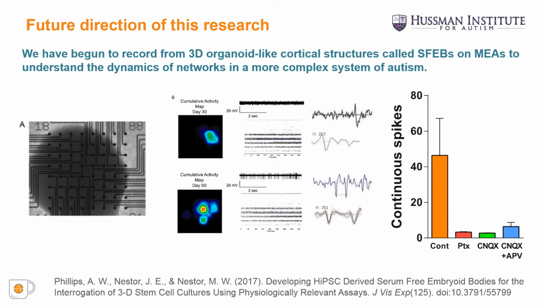Now that we've established preliminary phenotypes in 2D iPSC-derived cortical neurons, we are now turning to 3D organoid-like cortical structures called serum-free embryoid bodies, or SFEBs. We have published protocols on how to record SFEBs on multi-electrode arrays in order to understand the dynamics of networks in a more complex system of autism. You can see here that we're able to record spikes from SFEBs on MEAs at day 30 and 90, and by giving drugs that either disrupt excitation or inhibition, we're able to disrupt the number of continuous spikes recorded from the SFEBs at day 30 or day 90.